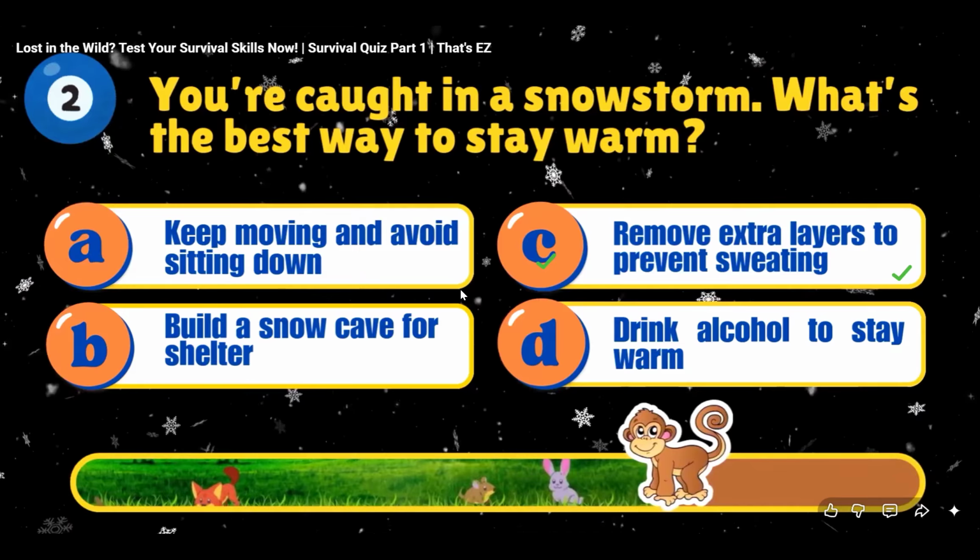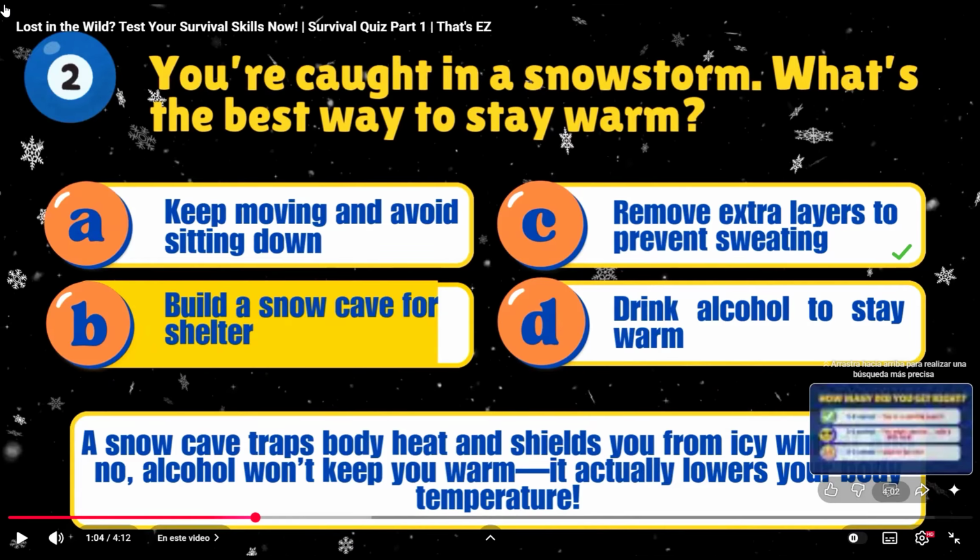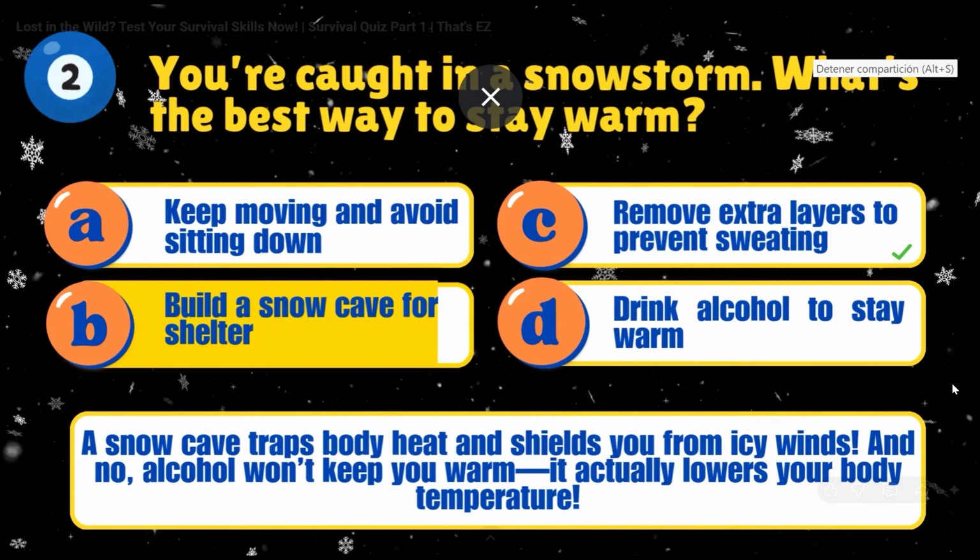Una cueva de nieve, okay? Why? Because these snow caves trap body heat and shield you from icy winds. Alcohol, the worst idea, and remove extra layers, no as well. Remember, because the idea is that you stay warm, okay? Let's carry on. Let's continue to the next emergency situation. Carry on, number 3. Let's go, please.